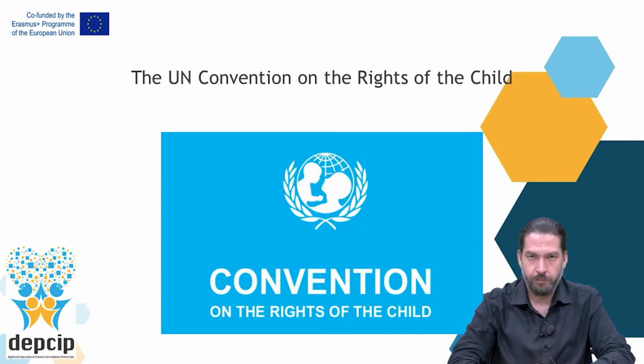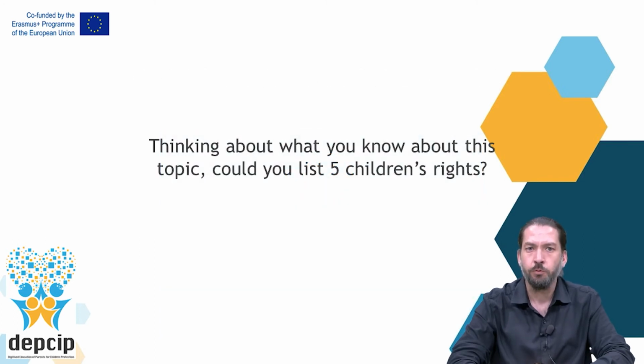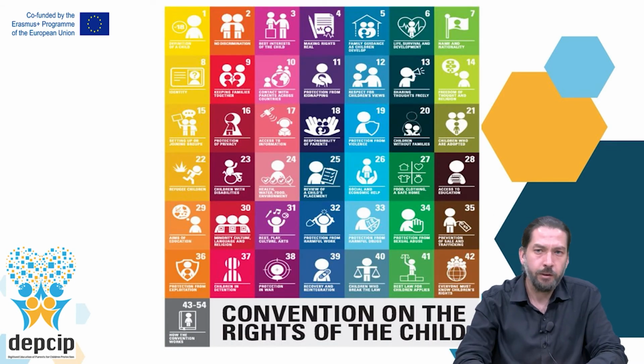First part, the United Nations Convention on the Rights of the Child. Thinking about what you know about this topic, could you list 5 children's rights? If I tell you that the United Nations Convention on the Rights of the Child consists of 54 articles, of which 41 refer to substantive issues and the rest are just procedural.